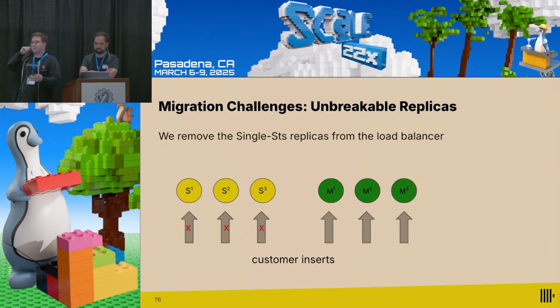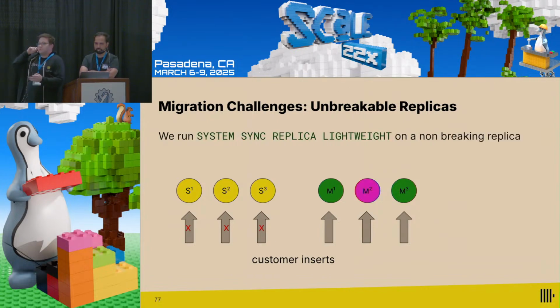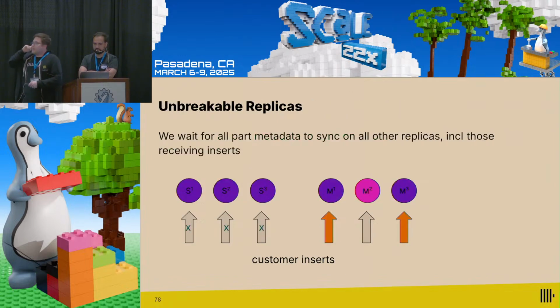We do that so that when we sync the part metadata, there are no new inserts coming in from a customer. Now, we run a command called system sync replica lightweight. For example, here we're doing it on M2, one of the multi-stateful set pods. What we want is to sync all the part metadata from all the other pods onto M2, so we can safely drop S1 to S3. Now the issue is, in this example, both M1 and M3, the new pods, are receiving traffic, and ClickHouse is waiting for them to sync as well. If a customer is consistently inserting into ClickHouse and there's always traffic, it'll never sync, or at least it will time out very frequently.